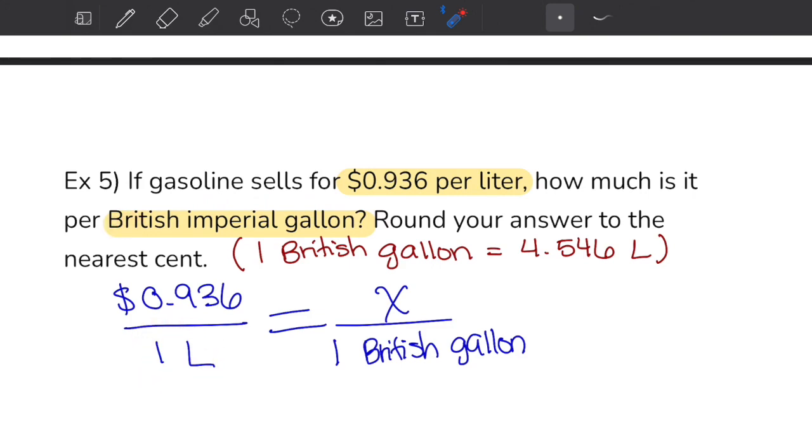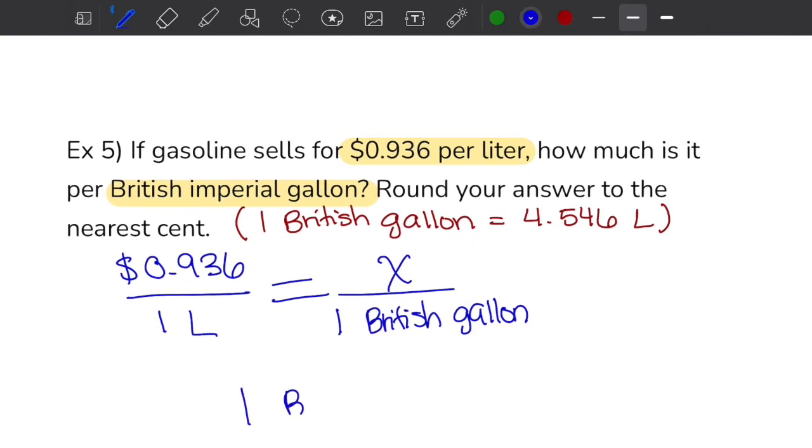So the conversion given to you says 1 British gallon is equal to 4.546 liters. Okay, so you have two choices. You can take that value and put it here because that's equivalent to 1 British gallon, or what I'm going to do, which is slightly harder, I'm going to change this to British gallon. So here's what I'm going to do. 1 British gallon is equal to 4.546 liters.